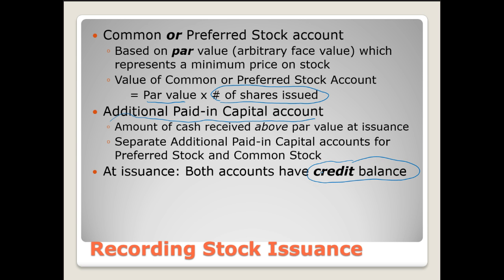When stock is issued, the company receives cash. When it receives cash, of course, that will be a debit entry. Let's look at an example.